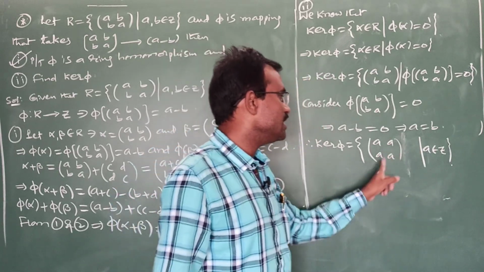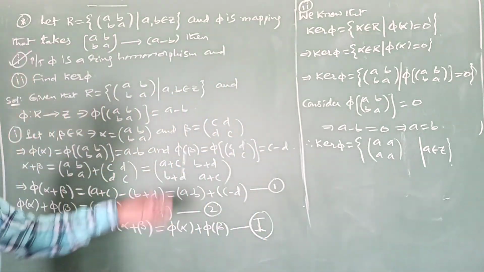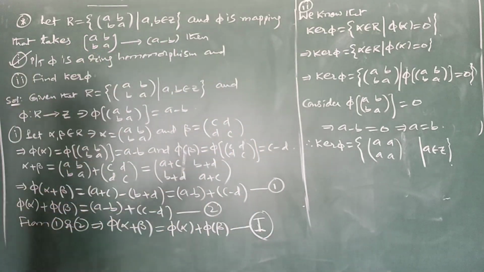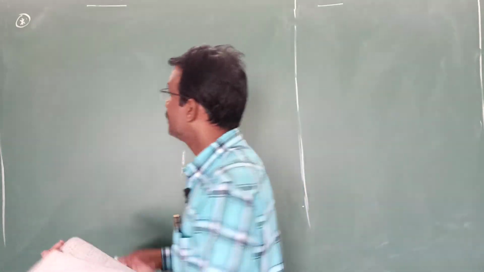Which matrix? A such that A belongs to Z. This set is what ma? Kernel phi set ma. This is about your complete important question. Yes, take next problem. Another important problem.